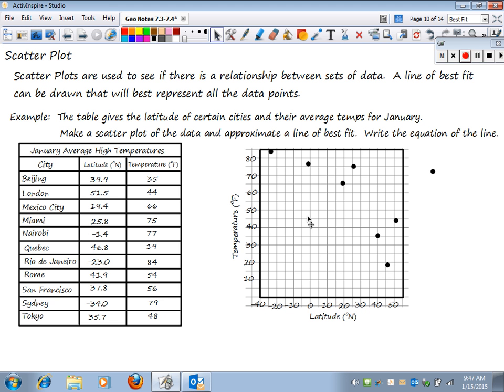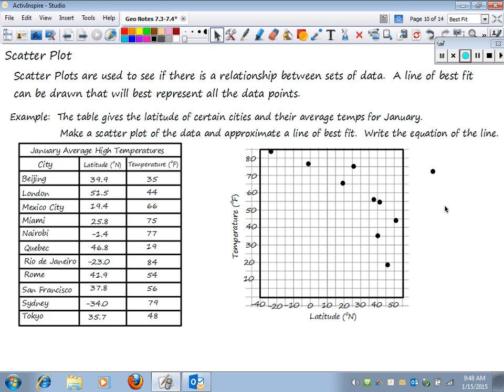Rome is 41.9 degrees latitude. So it's just past the 40 and up to 54 degrees. So just below 55. And San Francisco, 37.8 is the latitude. 37.8 is just past 35, or kind of in the middle there. And it's up to 56 degrees. 56, right around there. Pretty close to the other one.